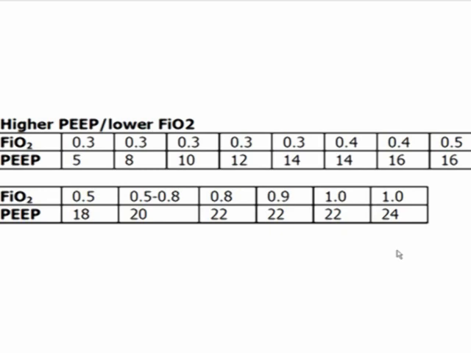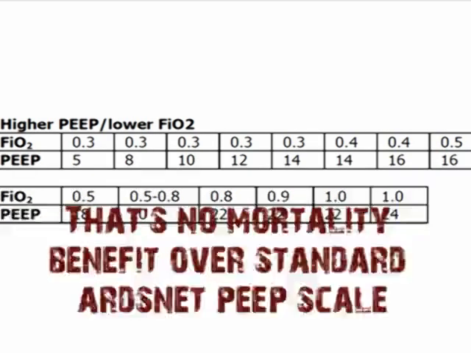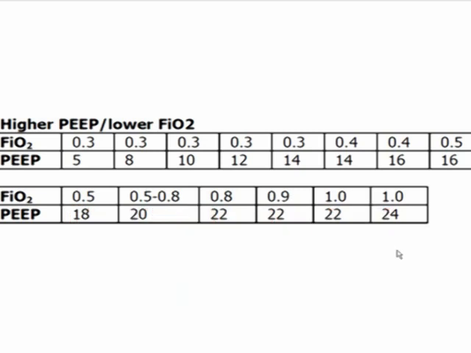This was very safe. The only thing is it didn't show any mortality benefit, though there were subgroups that looked better on this higher PEEP scale. But they just said, well, let's not push things. We'll just stick with the standard since this one doesn't have mortality benefit. But this one was perfectly safe, even though it's much higher levels of PEEP much earlier on. So do not worry about the standard PEEP scale.